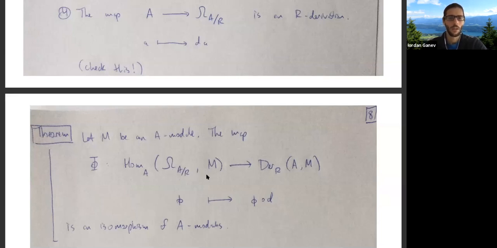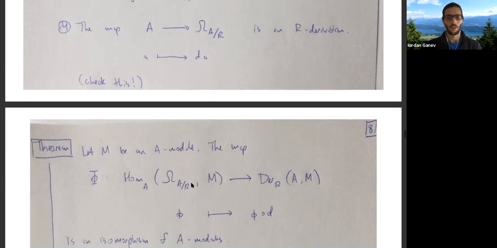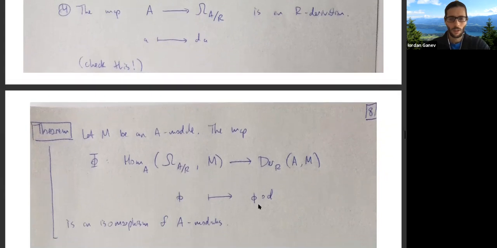We just take the A-module maps between these two A-modules. And the claim is that that's the same as the derivations from A to M. And the map is given by precomposition with this map D. So up here we had this map D. Maybe I should have written D here. If we have a linear map, then we can produce a derivation by first applying D and then applying the linear map. It's easy to see that that's a derivation.